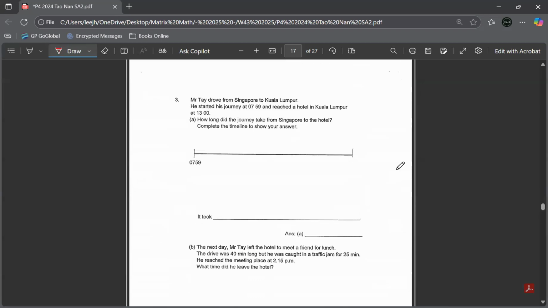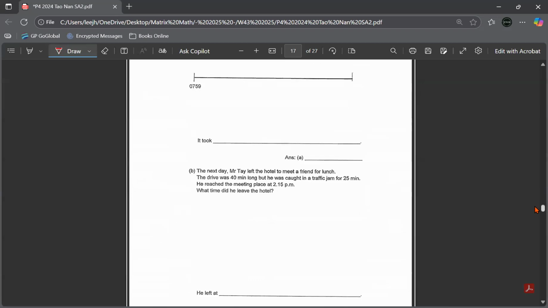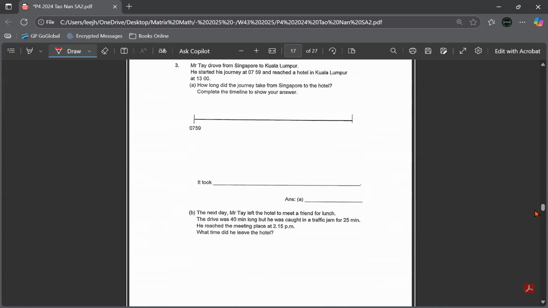Question number 3. Then, Mr. Tay drove from Singapore to Kuala Lumpur. He started his journey at 07:59 and reached a hotel in Kuala Lumpur at 13:00. How long did the journey take from Singapore to the hotel?